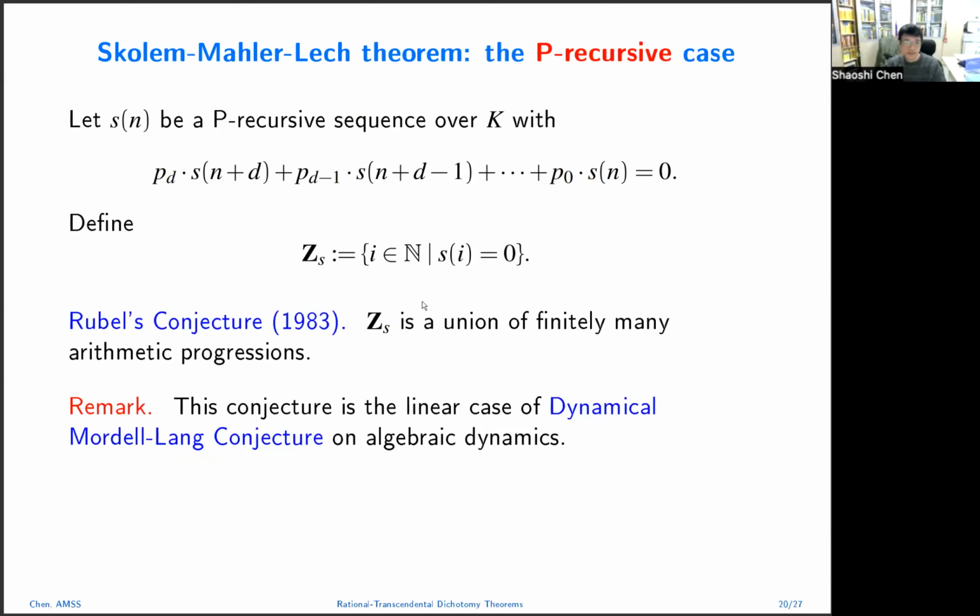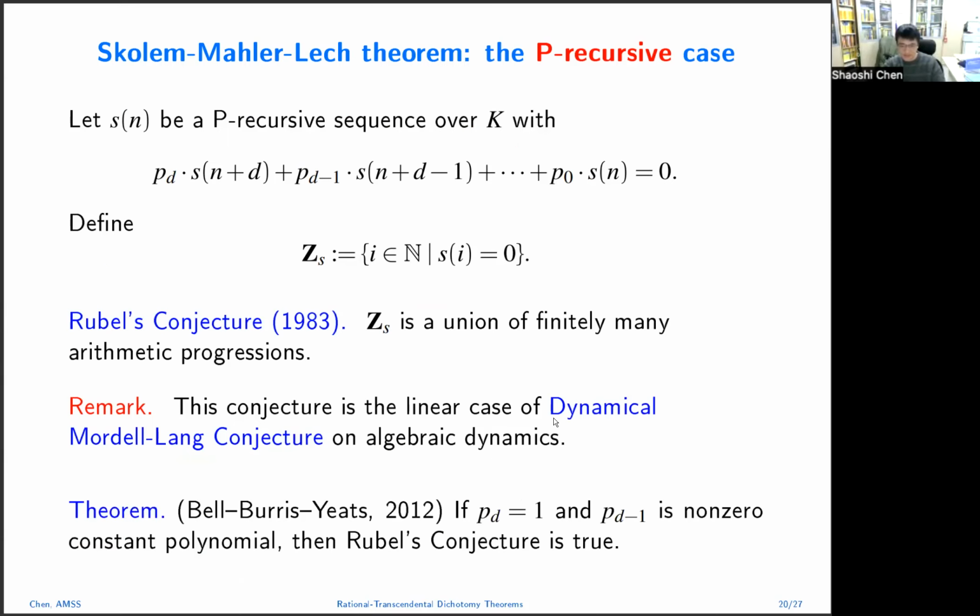And then there's a conjecture by Rubel. The conjecture asks whether this is still true for P-recursive sequences, which means the coefficients are no longer constant but depend on n. This conjecture is also not solved; it's still open. And actually, you can formulate this conjecture as a linear case of the so-called dynamical Mordell-Lang conjecture. I will not explain this in this talk, but there's a book by Jason Bell and others about the dynamical Mordell-Lang conjecture, and they also explain this.